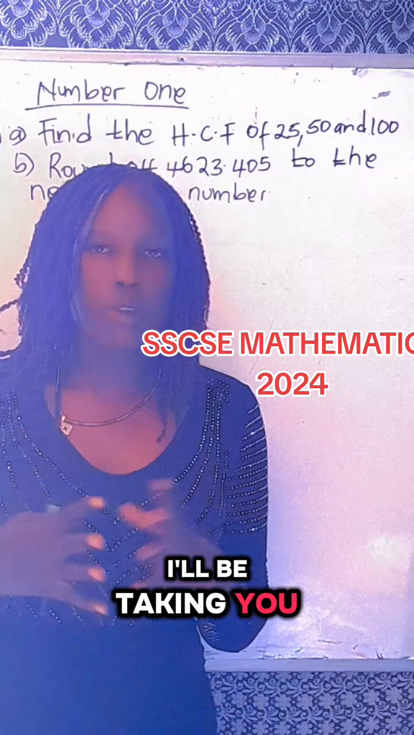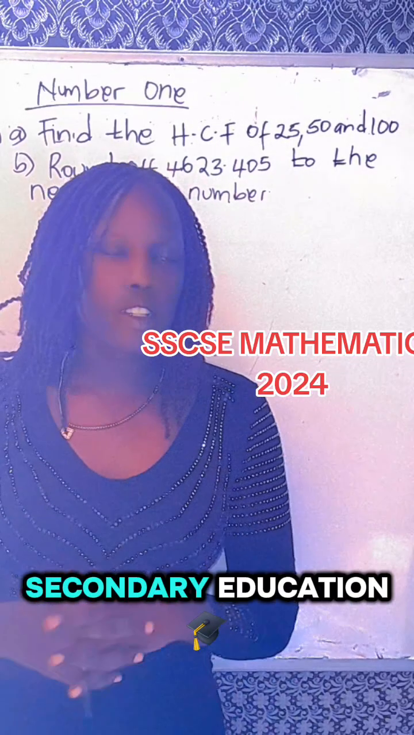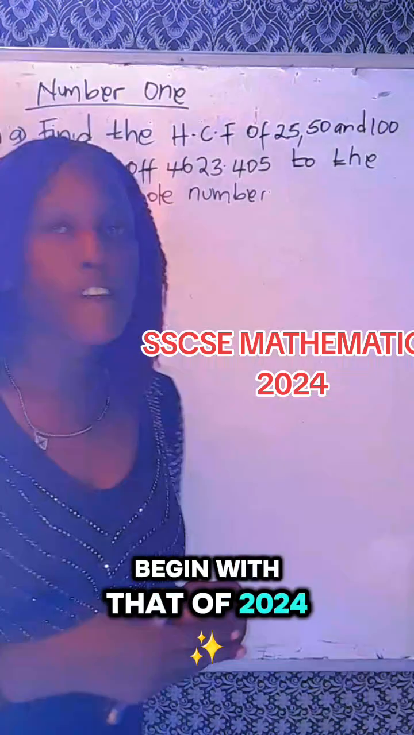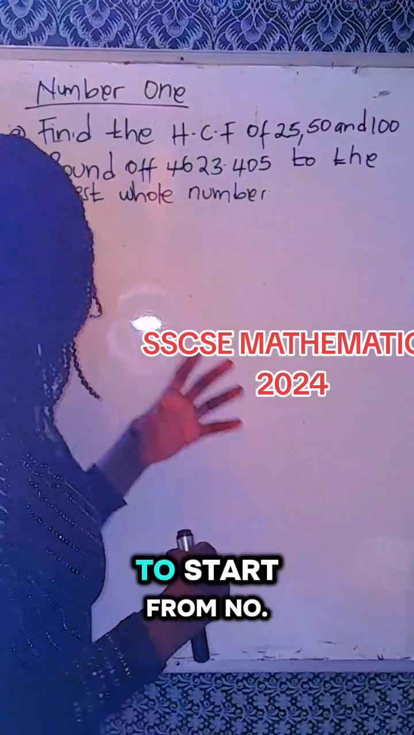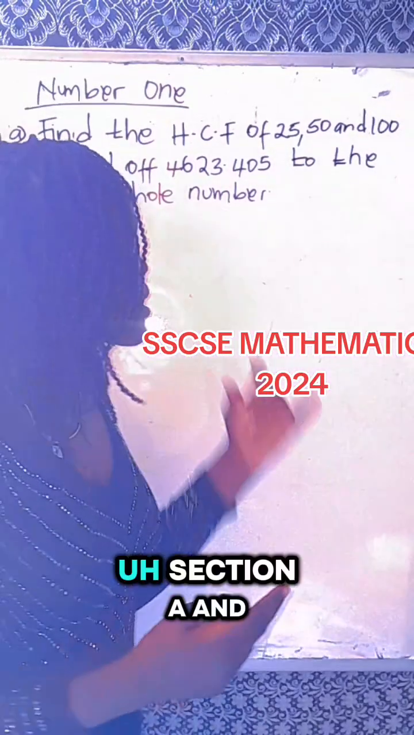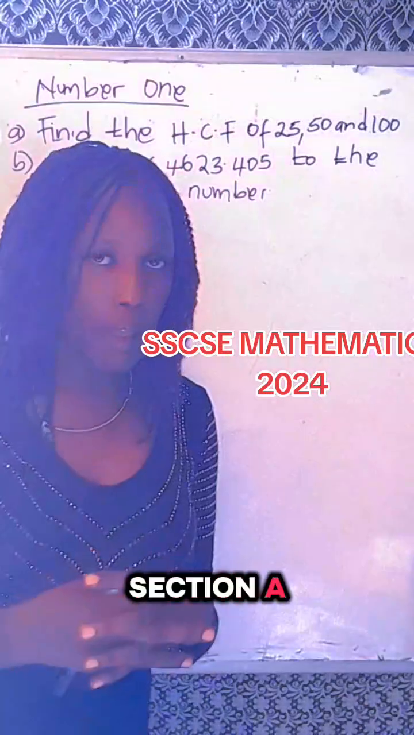I'll be taking you through the past papers for Maths South Sudan Certificate of Secondary Education. I'm going to begin with that of 2024. We are going to start from number 1 up to the last one. It has two sections, section A and B. So I'm starting with section A.